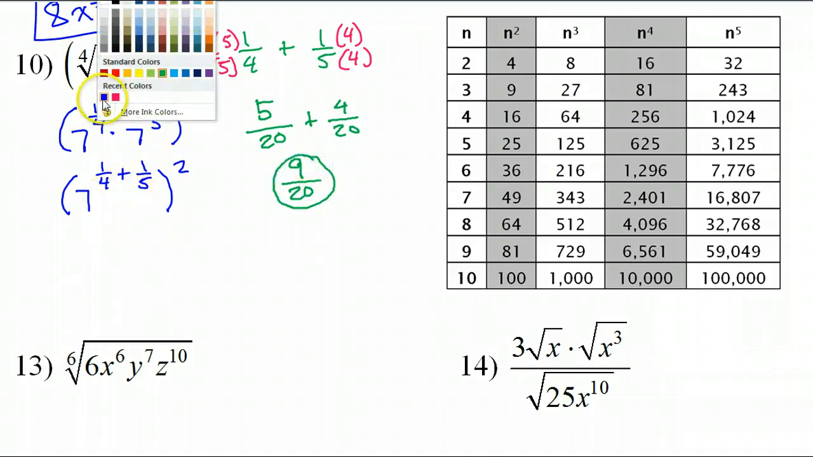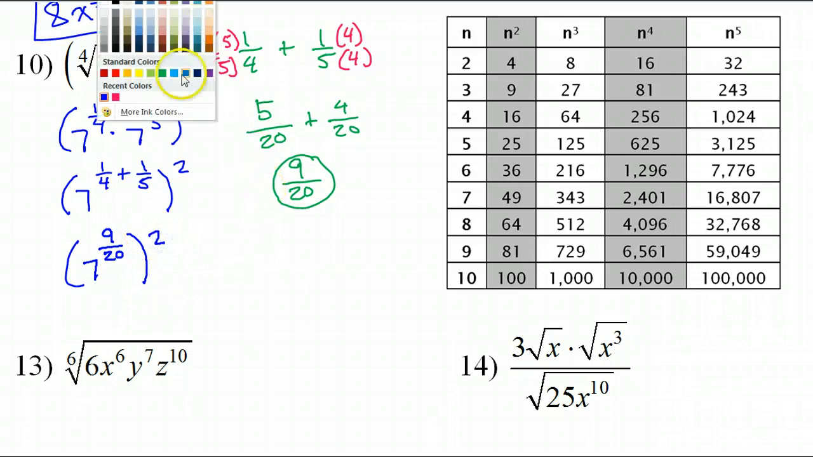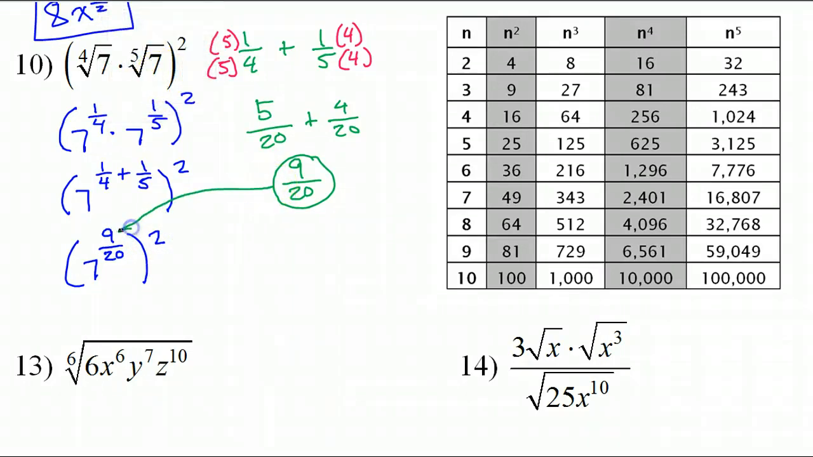Okay, so that means we have 7 to the 9/20th power squared. Alright, so that is going to give us 7 to the 18 over 20 power. And this will reduce to 7 to the 9/10 power. Now, that's as far as this will go. Now, remember, like I said, since we started off in radical form and this doesn't simplify any further, we need to turn this back into radical form.